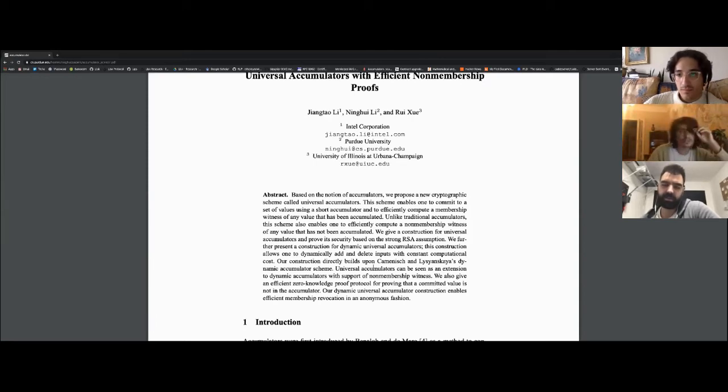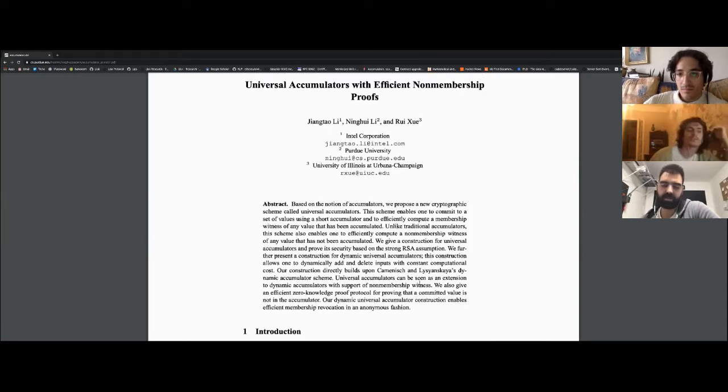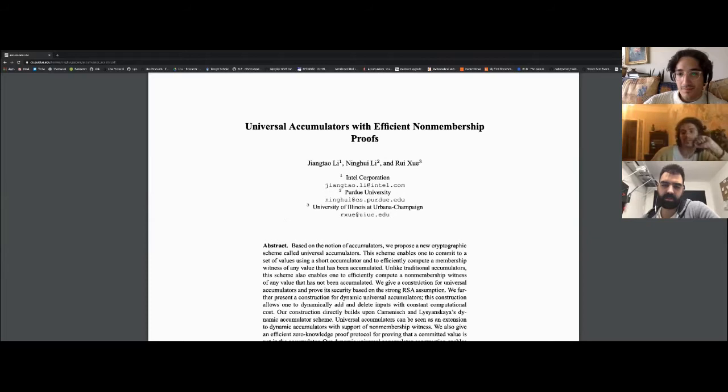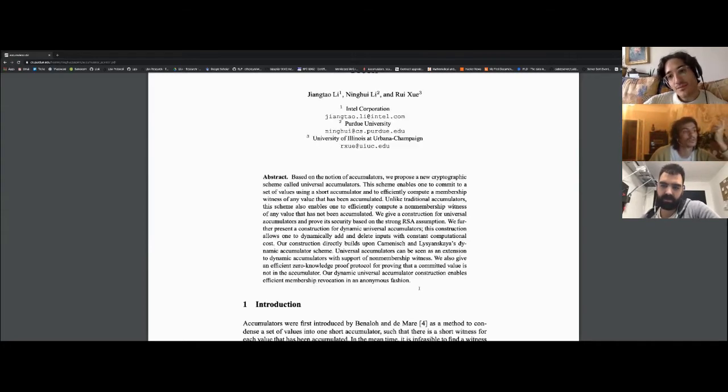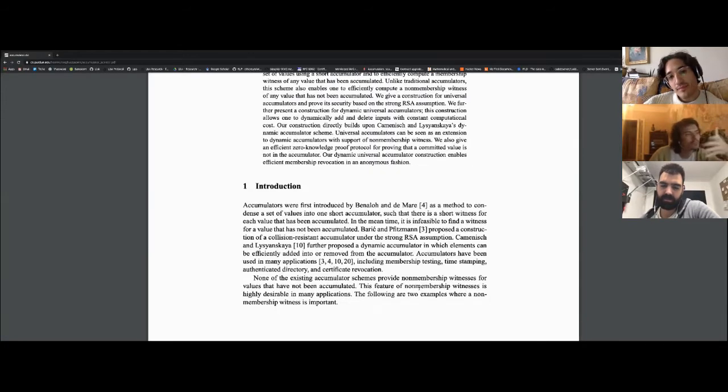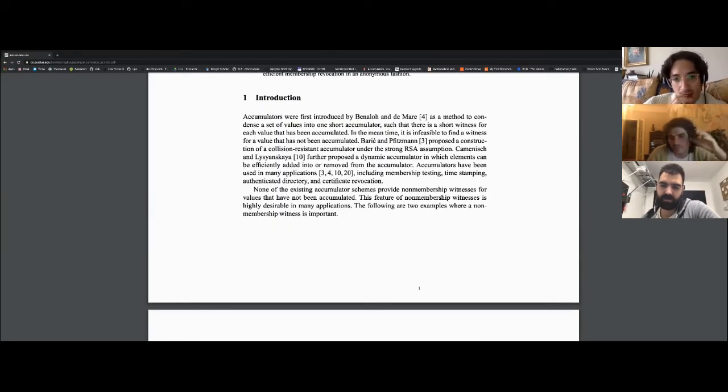Yes. These accumulators, if there is a question, just interrupt me. These accumulators, the idea is very similar. You want to collapse a data set into a single element, right? That then you can use maybe to verify some properties of the original data set. But the idea is that these accumulators have this additional property, this quasi commutativity. In short, it just means that the order of insertion in the data set or the order of the elements of the data set does not change the final root, if you want, the final accumulated value.